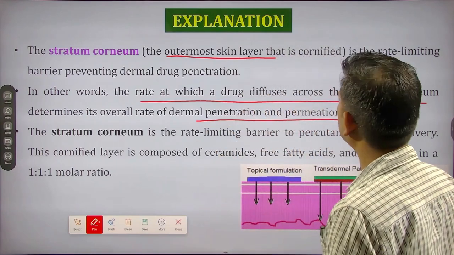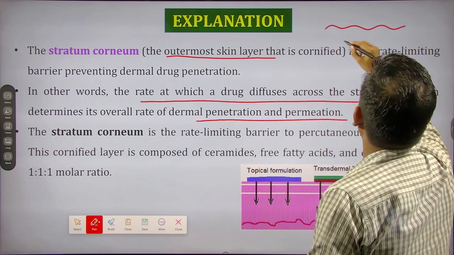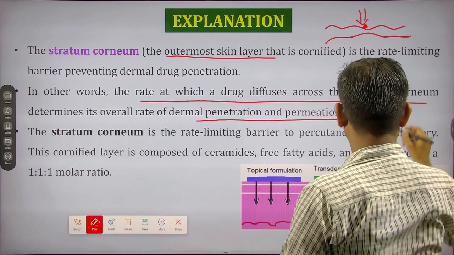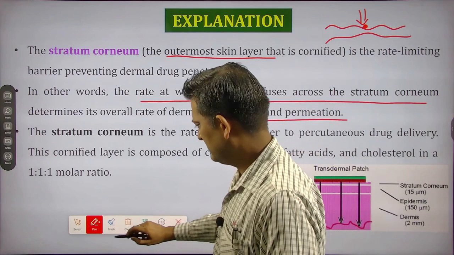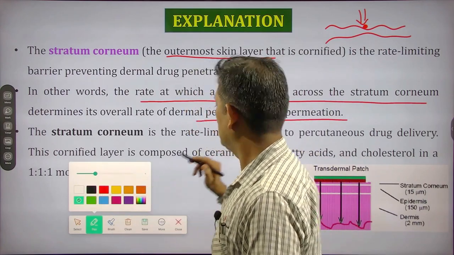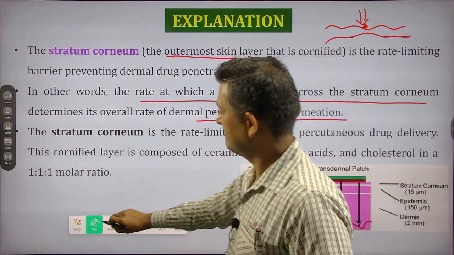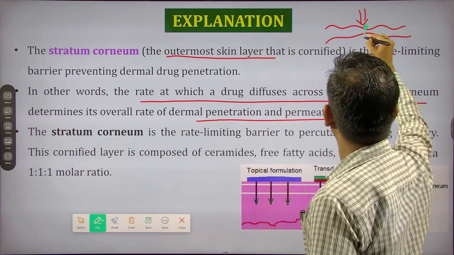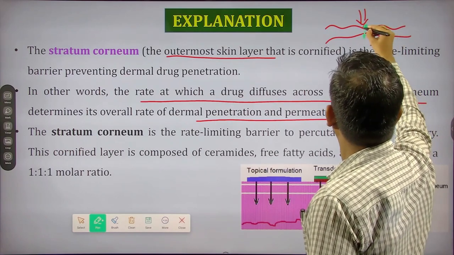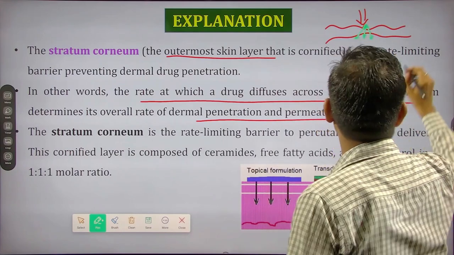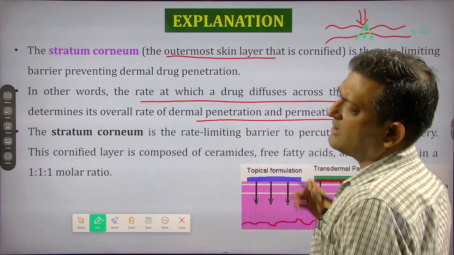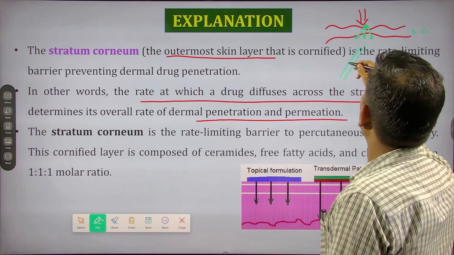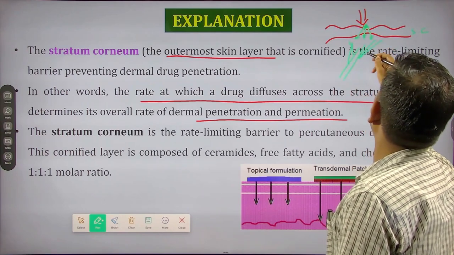What that means is, if you draw a structure, suppose this is the layer and this is the drug. The drug has to penetrate through the stratum corneum. This is the stratum corneum. The drug has to pass through it to get absorbed by the various, suppose these are the capillary networks you have.